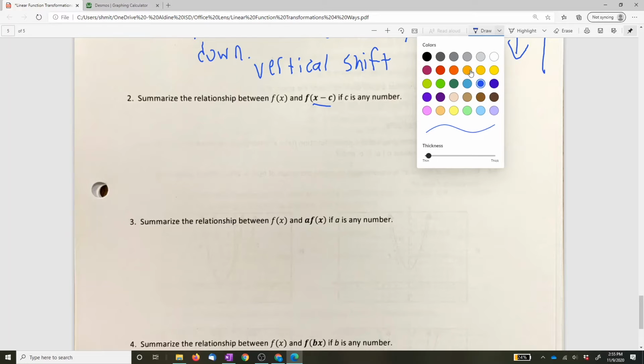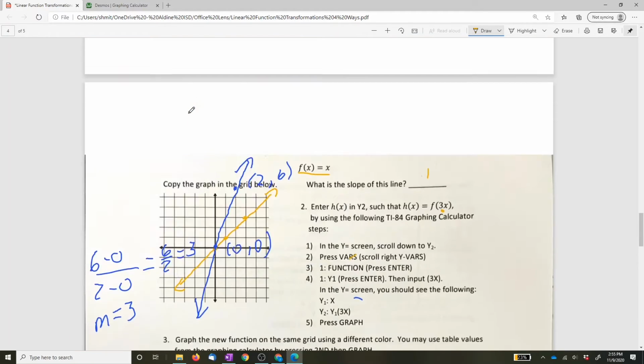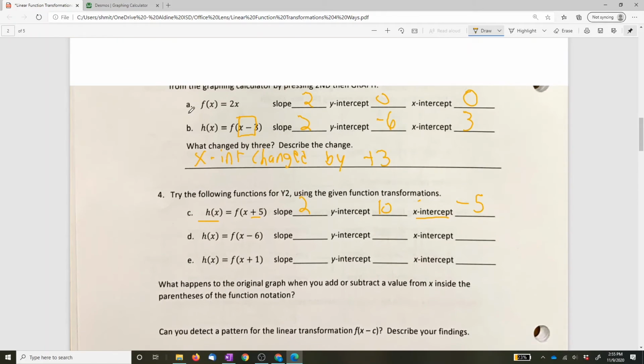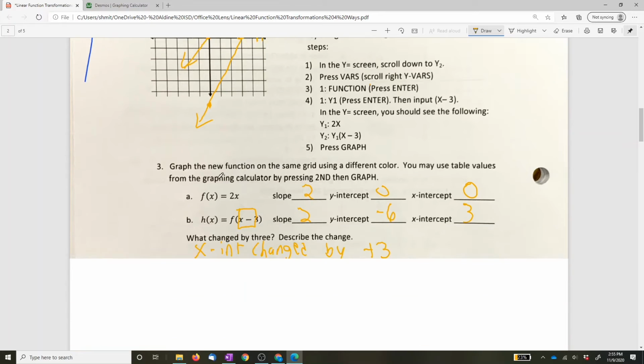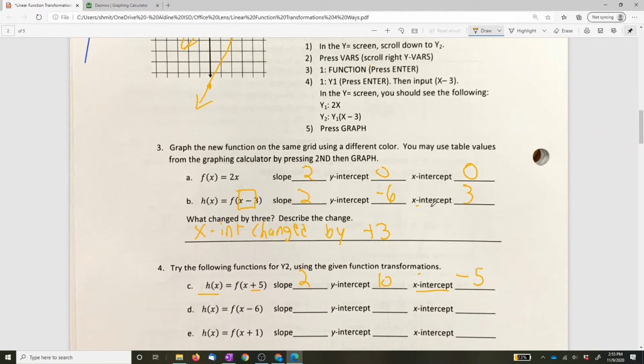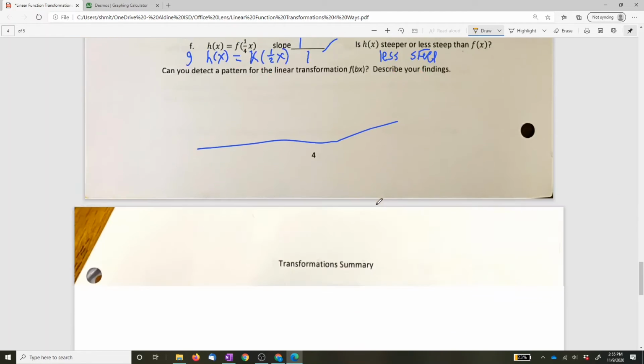Then what's the difference if you have x minus something inside the parentheses or x plus something inside the parentheses? Let's go back up. I think that was page 2. Yes. Whenever we did this, it was the x-intercept that changed. It wasn't necessarily the y's. The y's did change, but not by an easy to predict amount. The x's changed by a predictable amount.